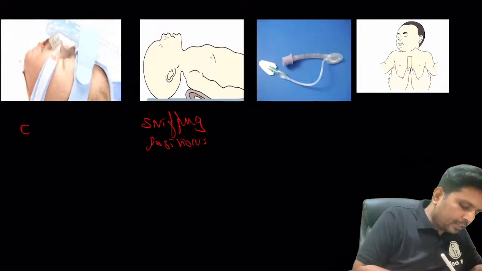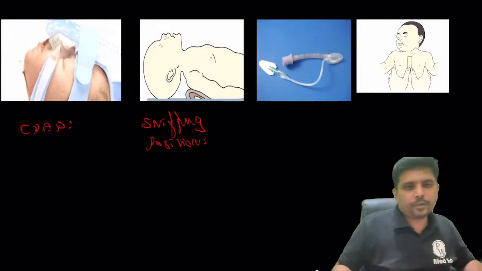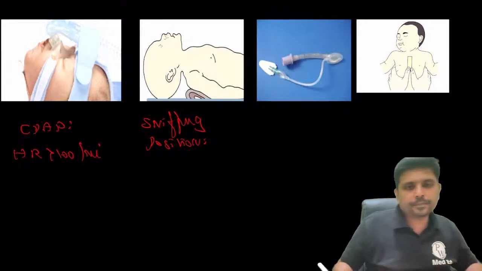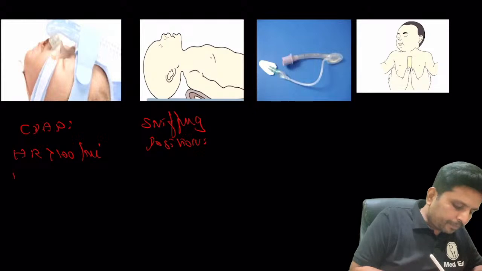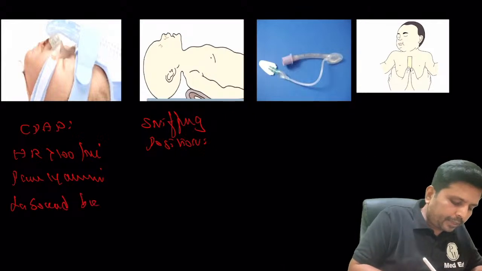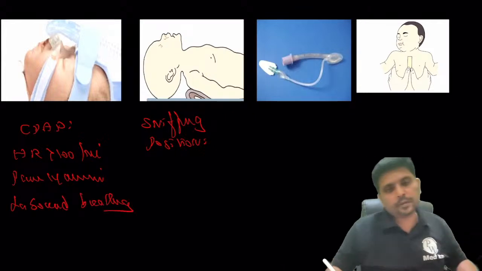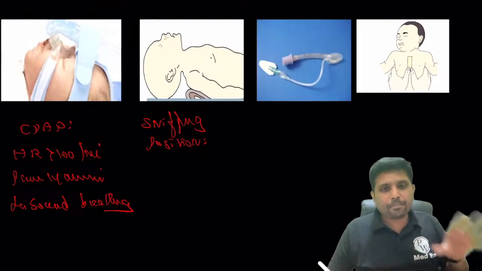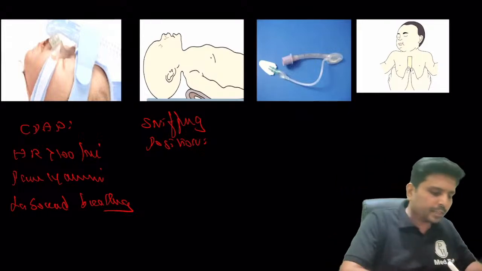What is this? This is called CPAP. You will use CPAP when the heart rate is more than 100 per minute, with persistent cyanosis and labored breathing. This is called CPAP.